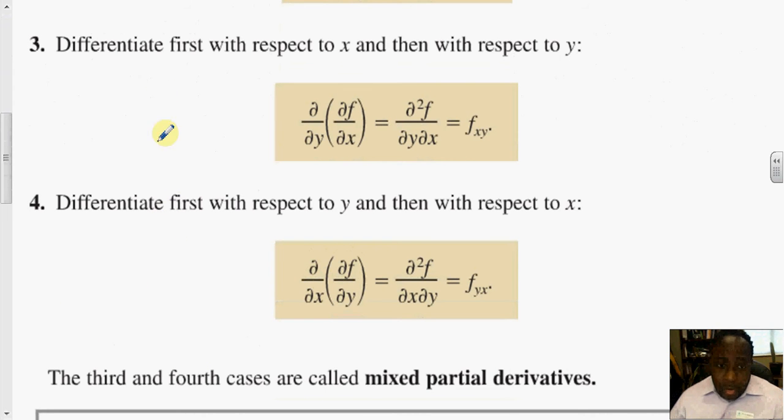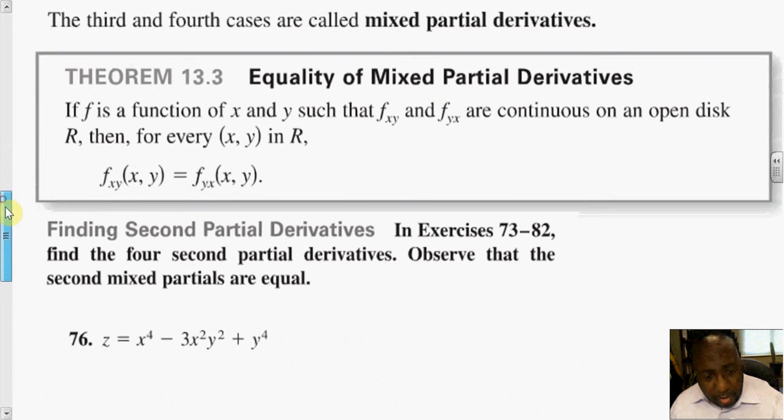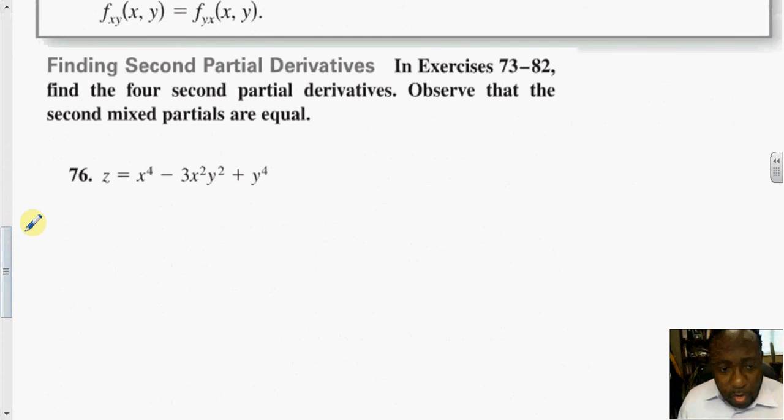We call numbers 3 and 4 the mixed second partials. The second mixed partials, f of xy, is the same as f of yx, and it just works itself out like that. So here we're going to find the 4 second partial derivatives.